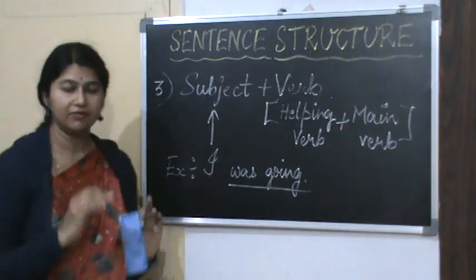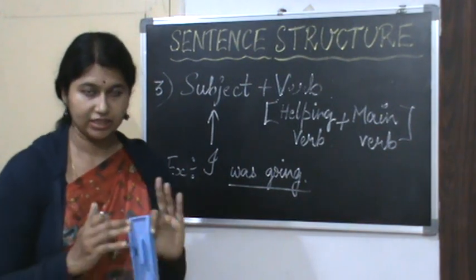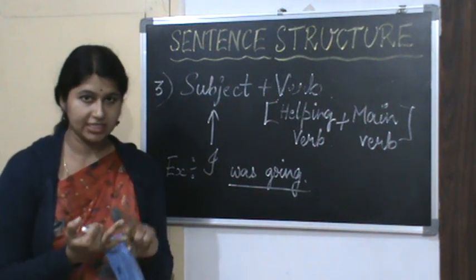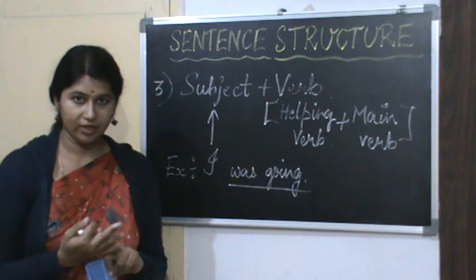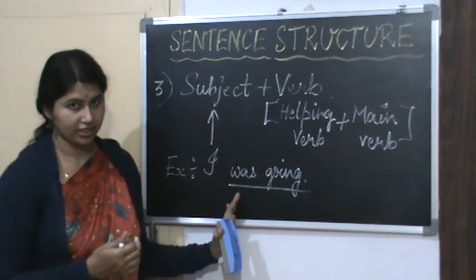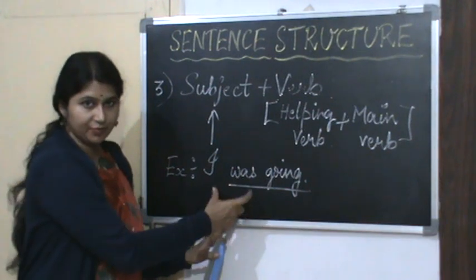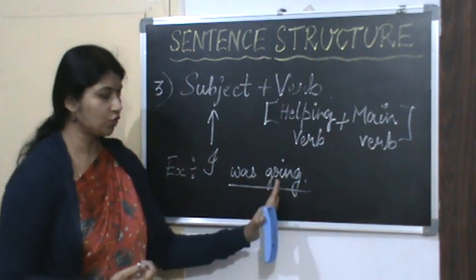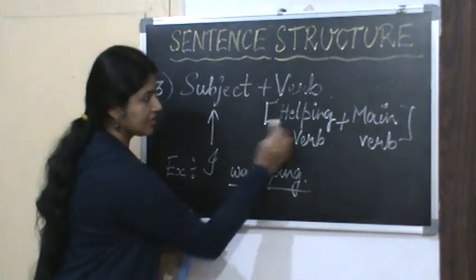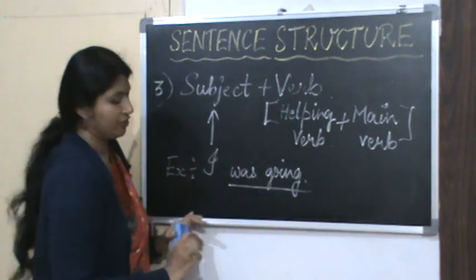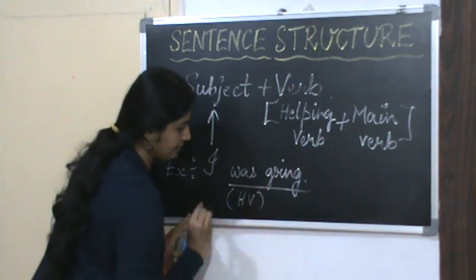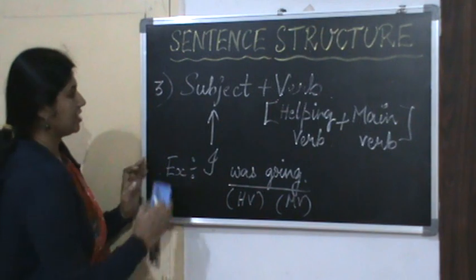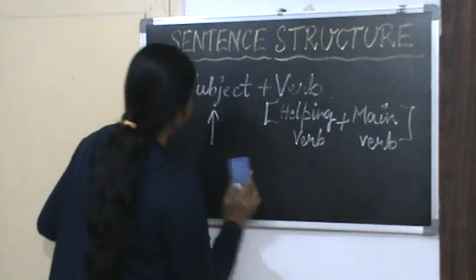Was, see, what are helping verbs? ಸಹಾಯಕ ಕ್ರಿಯಾಪದಗಳು ಅಂದ್ರೆ ಏನು? This was, were, am, is, has, had, have. Okay, all these are helping verbs. This we will take up separately in a separate class. ಆಯ್ತಾ? Going, ಏನು ಮಾಡ್ತಾ ಇದ್ದೆ ನಾನು? ಹೋಗುತ್ತಿದ್ದೆ. Okay, was is the helping verb, going is the main verb here. ಅರ್ಥ ಆಯ್ತಾ ಮಕ್ಕಳೇ? So this is the third pattern.